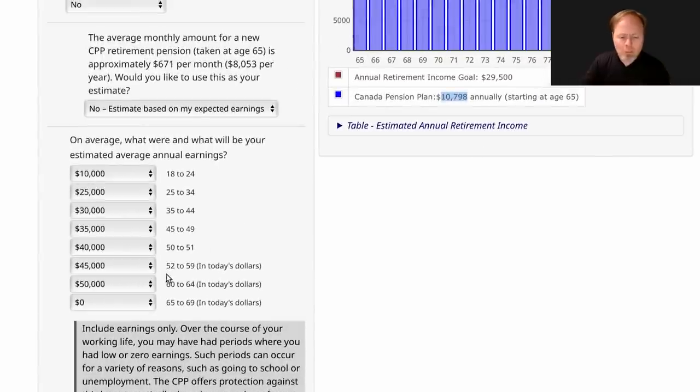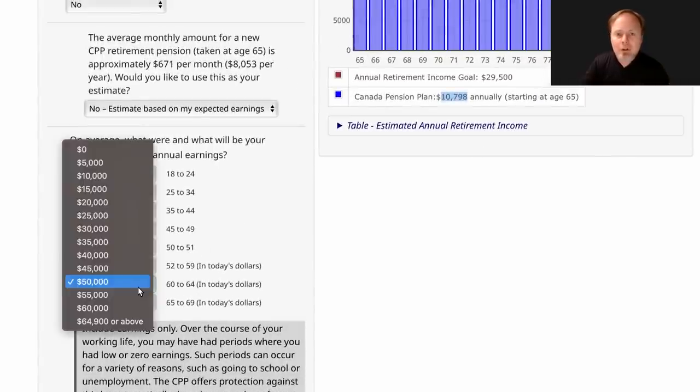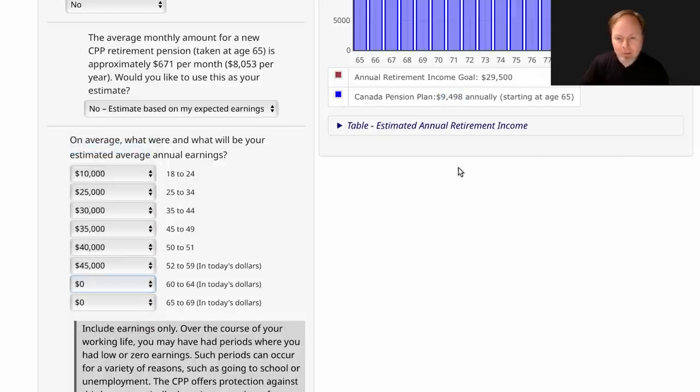So, I'm not working until 65. I'm planning on retiring early at 57. So I'm not going to be making any income. So let's watch this number over here. So we've just gone down by about $1,000 a year, taxable.